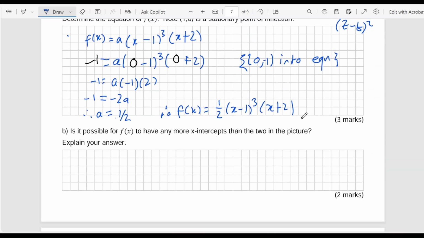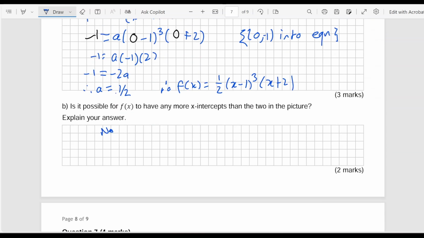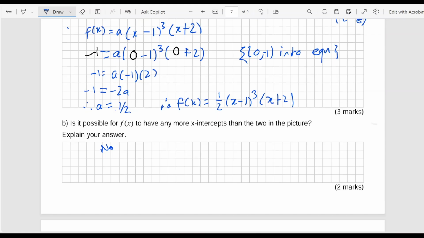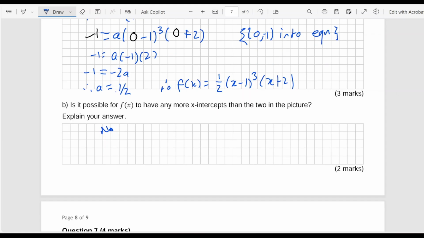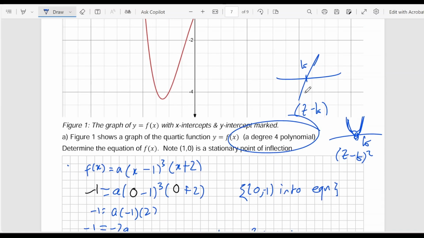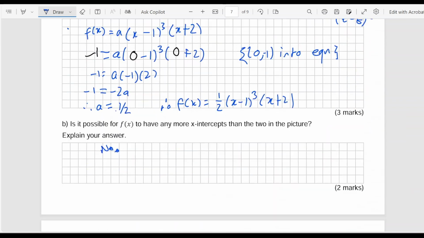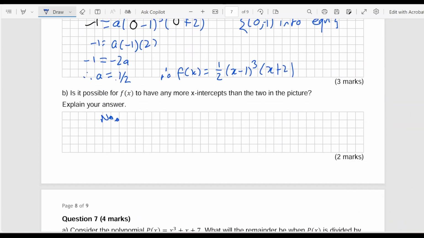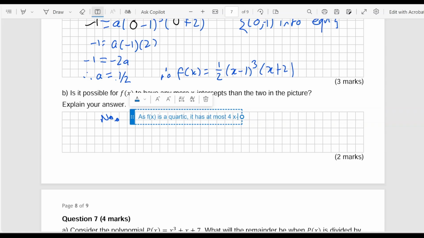Is it possible for it to have any more x-intercepts than the 2 in the picture? No. So this is a fundamental theorem of algebra question. It's asking about your understanding of x-intercepts. So I've told you before that it's a degree 4 polynomial, or a quartic. So as f of x is a quartic, I'm going to type this: as f of x is a quartic, it has at most 4 x-intercepts.